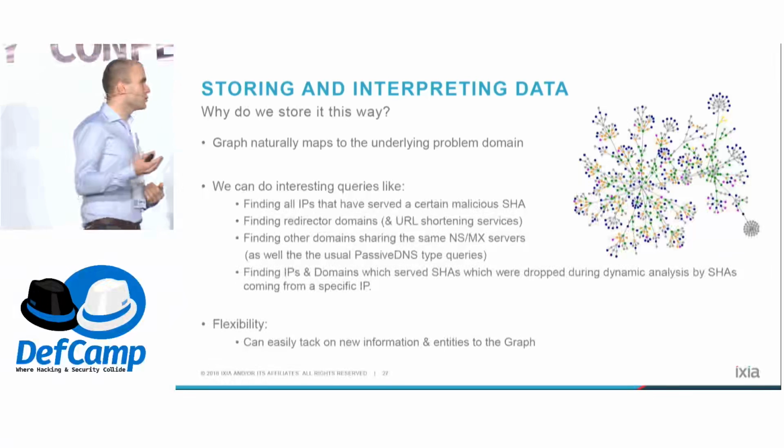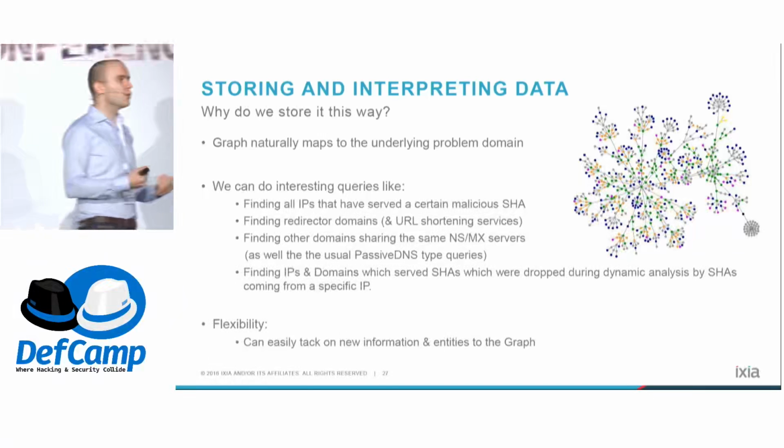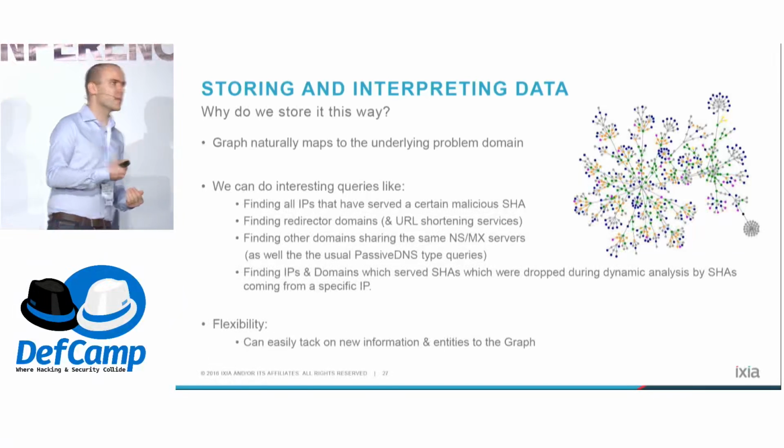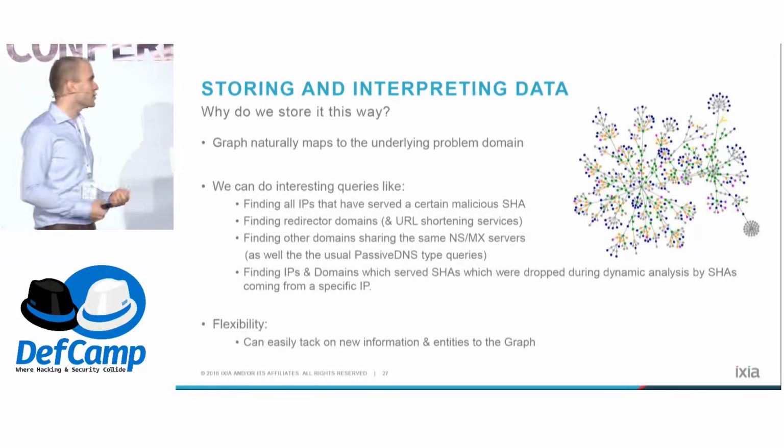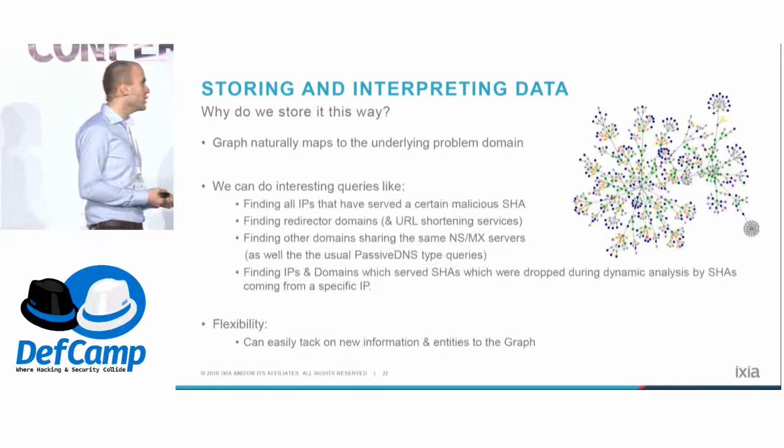Of course, you can also do the passive DNS queries, like finding all of the domains that are hosted on an IP and all of the IPs connected to a domain. So you can do both queries pretty easily in the graph.